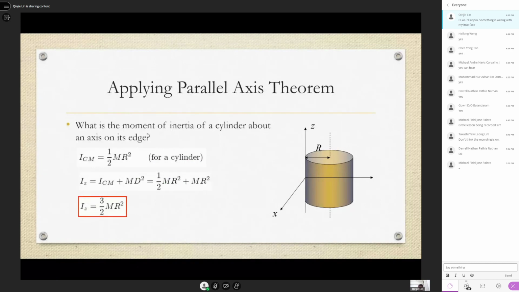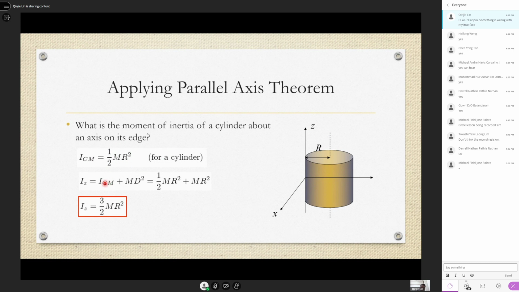Let's see how to apply this parallel axis theorem. What is the moment of inertia of a cylinder about an axis on its edge? So this is a cylinder. Just now we already know the moment of inertia if we rotate about the center. We found that I_CM for a cylinder is half mr squared. This is the moment of inertia for the shape. But now we are not rotating about the center. We're rotating about the side, one end of it, like this. So this whole cylinder will rotate around this axis. How do we find the new moment of inertia?